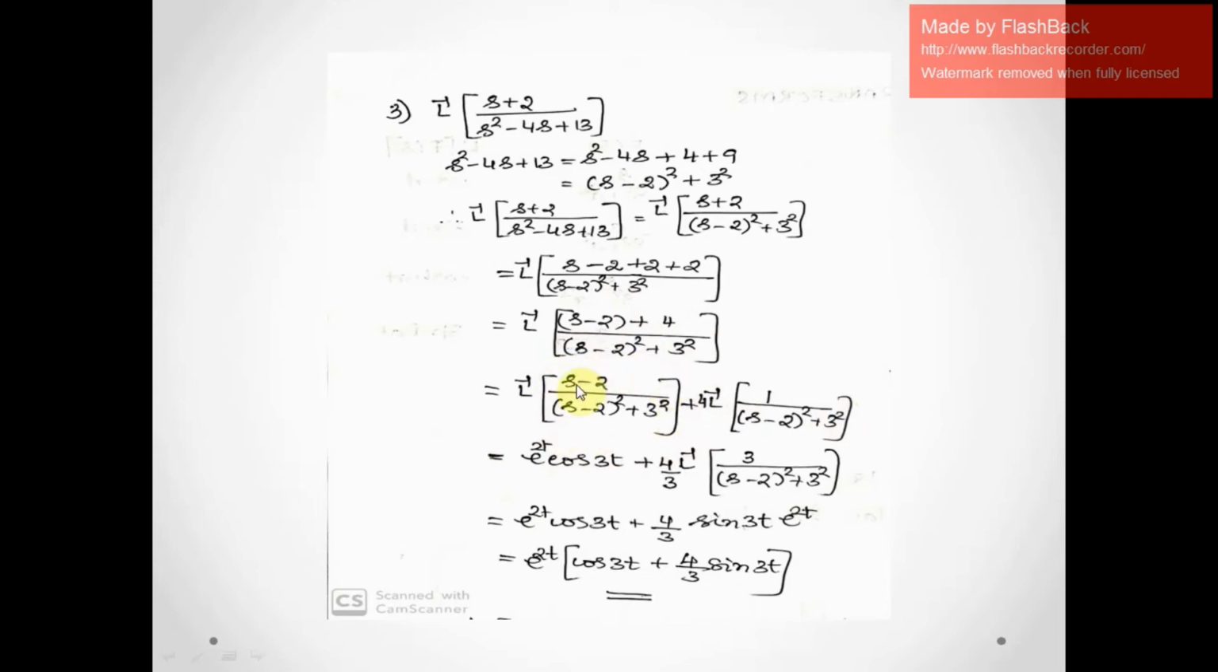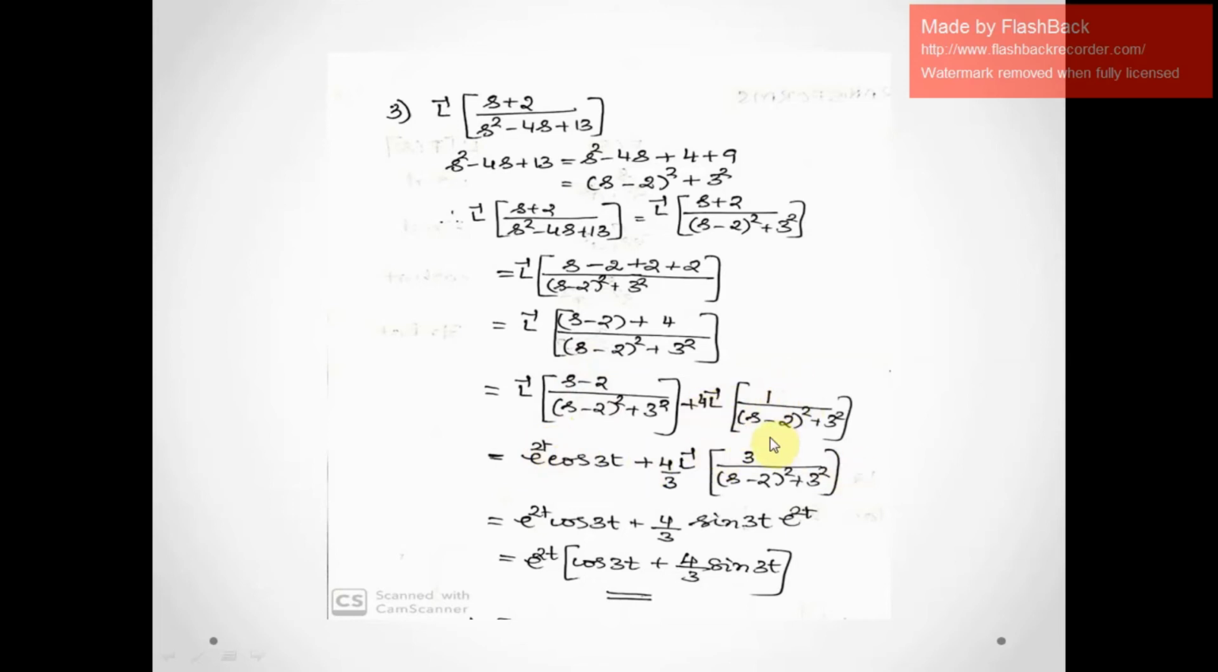The first formula goes with the shifting property of the form s by s square plus a square. Inverse of s by s square plus a square is the cos formula. Cos a is 3, so cos 3t. The shifting of minus 2, so that it is e power plus 2t.